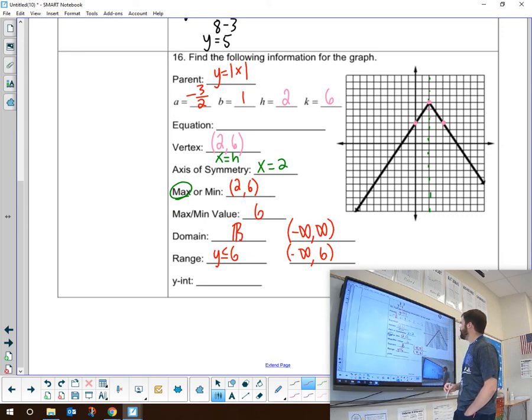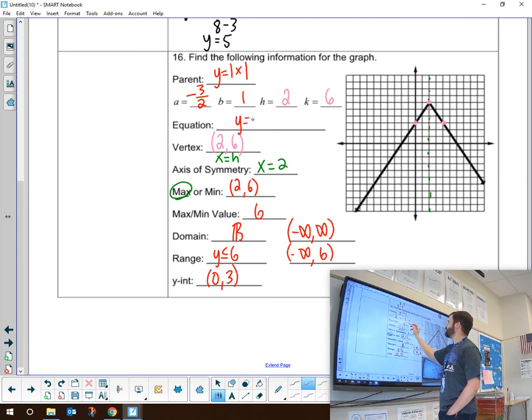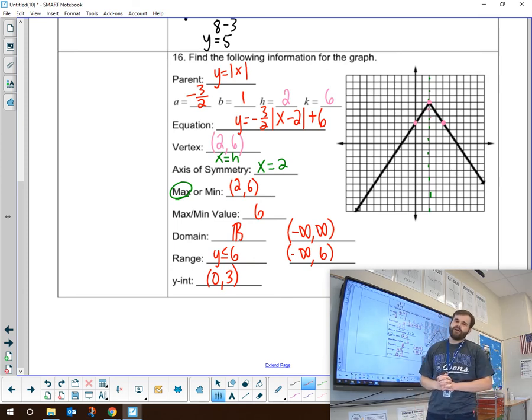And last but not least, my y-intercept is going to be at 0, 3. And we now are going to write my equation for this. If I have my a, my h, and my k, we can write the equation. So we're going to write y equals negative 3 over 2 times the absolute value of x minus my h plus my k.